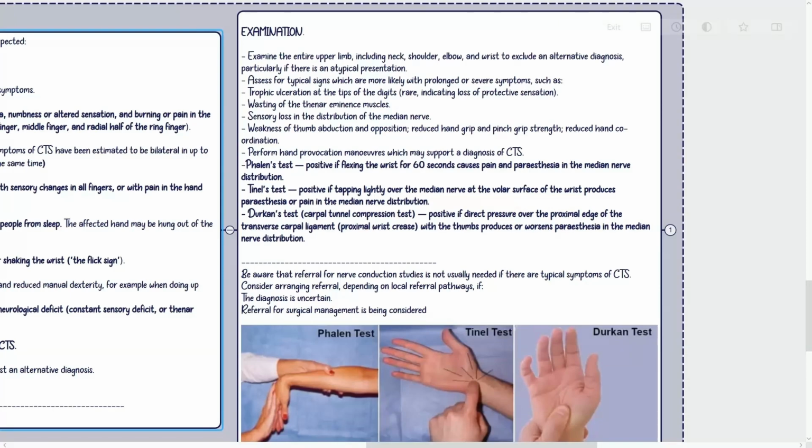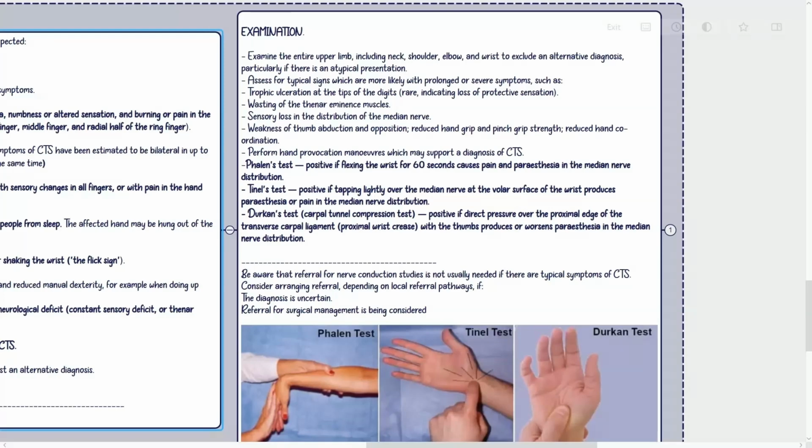Perform hand provocation maneuvers, which may support a diagnosis of carpal tunnel syndrome. Phelan's test: positive if flexing the wrist for 60 seconds causes pain and paresthesia in the median nerve distribution. Tinel's test: positive if tapping lightly over the median nerve at the volar surface of the wrist produces paresthesia or pain in the median nerve distribution.